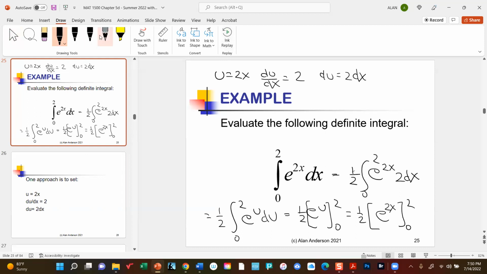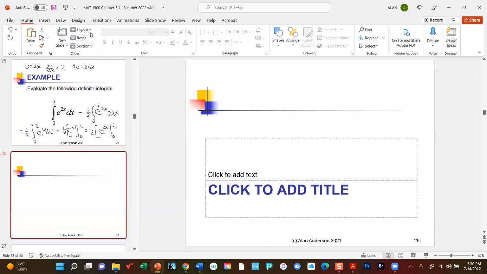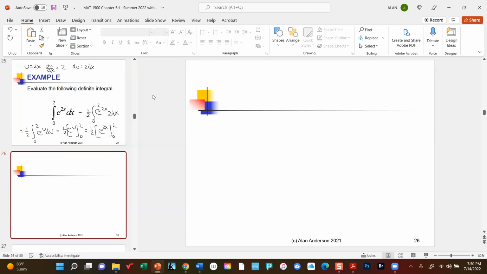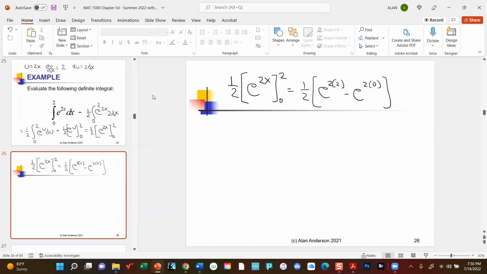Okay, so this will be a very straightforward one to evaluate. Again, what I'm doing is taking e to the 2x evaluated where x equals 2. Think of this as f of 2, and then this is f of 0. The antiderivative evaluated at 2 minus 0.